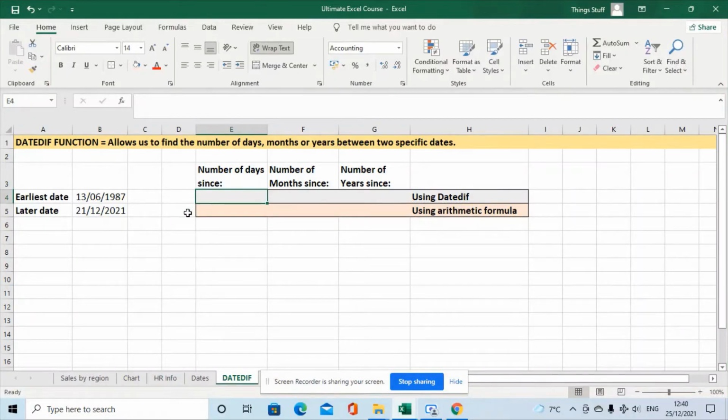Hello, in this video we're going to examine the DATEDIF function, which allows us to find the number of days or months or years between two specific dates. There are two ways to find the difference between two different dates.